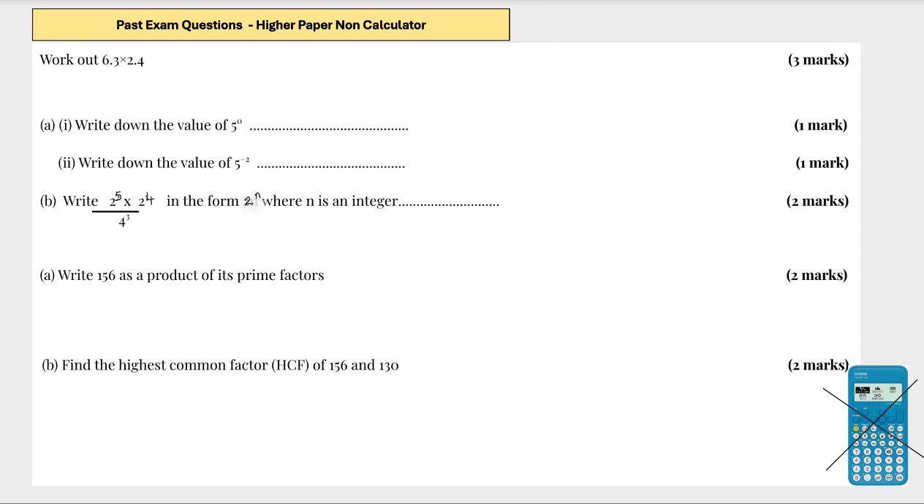Then is going to show you a few questions on a higher paper. They are non-calculator and they are common questions that come up at the beginning of an exam paper. So we're going to start with 6.3 times 2.4. Bear in mind this question is for 3 marks, so you've got to show some working out. You can't just do it in your head and expect to get the full 3 marks.